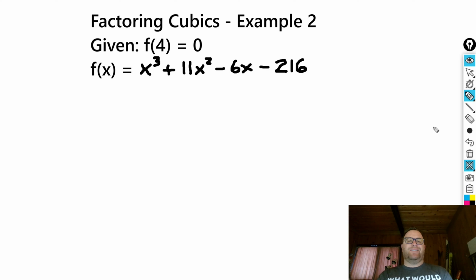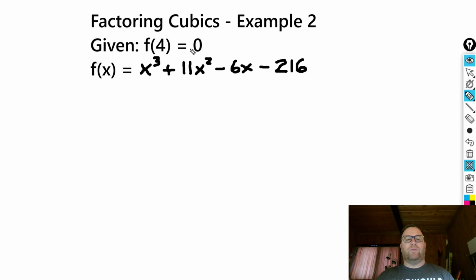Okay, in our second example, we are given that f of 4 equals 0 and that f of x equals x cubed plus 11x squared minus 6x minus 216. And what I want you guys to do is to try and pause the video and fully factor f of x. Okay, now that you've had a chance to pause it, let's work through this.